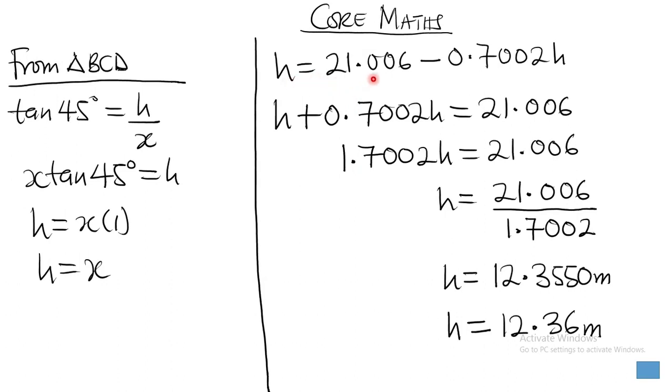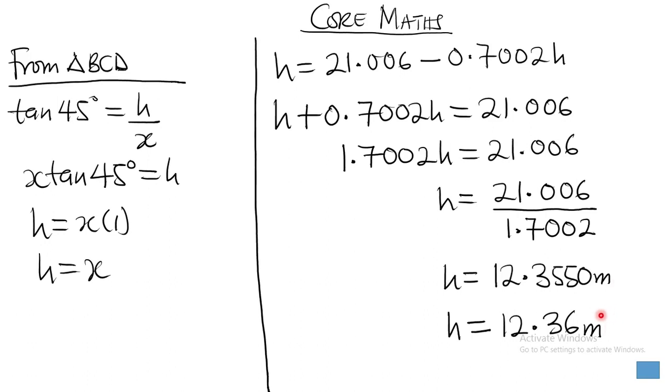So h is equal to 21.006 minus 0.7002h. So we have replaced the x with h. Good. So grouping like terms, we have this. Adding, we have this. Making h the subject, we have this. So simplifying, our h will be equal to 12.3550 meters. Good. But remember, we're told to leave our answer to 2 decimal places. So 12.3550 meters to 2 decimal places is going to give us 12.36 meters. So that is how come we have 12.36 meters here.